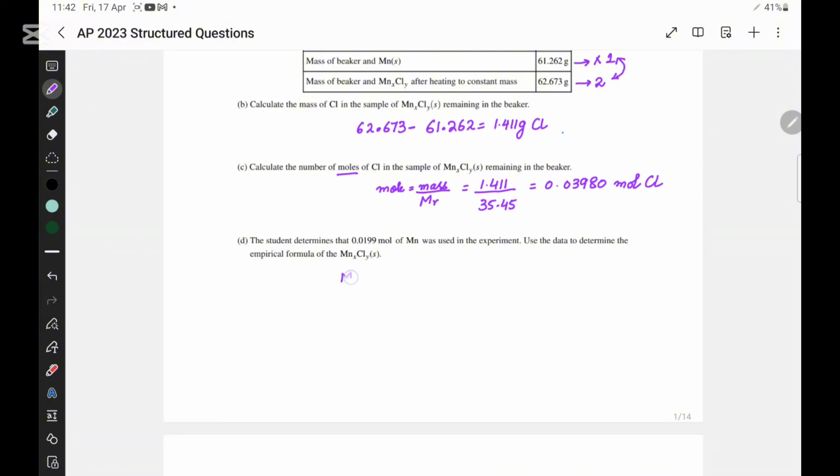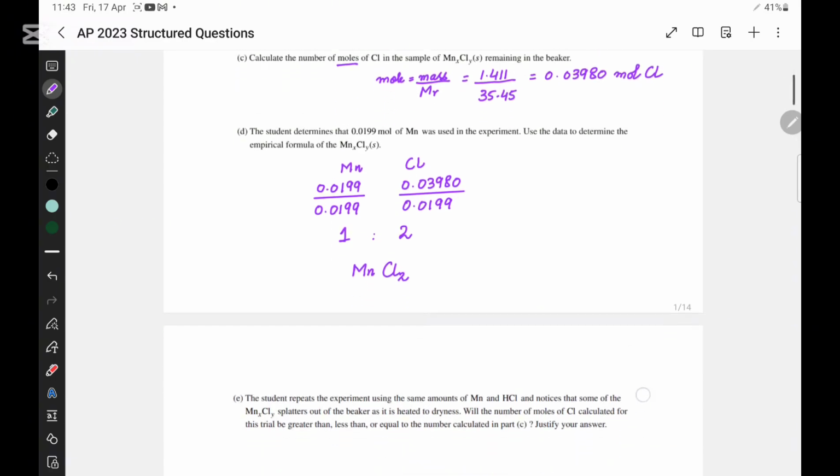The student determines that 0.0199 mole of Mn was used in the experiment. So you have Mn and you have Cl, and you need to find the empirical formula. Moles of Mn has been given to you, 0.0199. Chloride is 0.03980. You are going to divide by the least number of moles, that is 0.0199. Over there it is also 0.0199. It comes out to be 1:2. So Mn has 1 and Cl has 2. This is going to be the empirical formula.